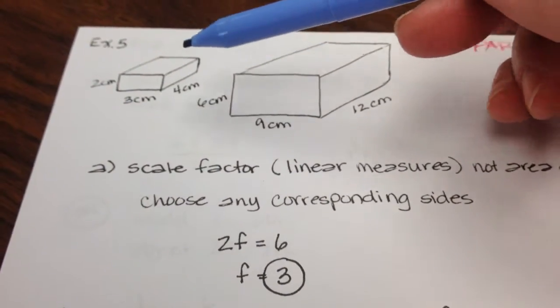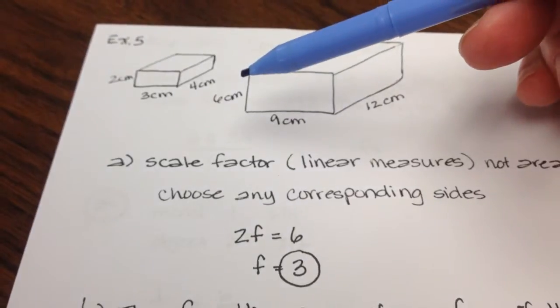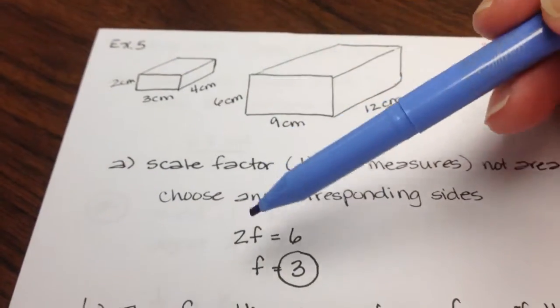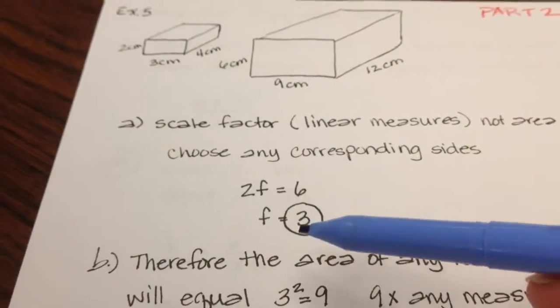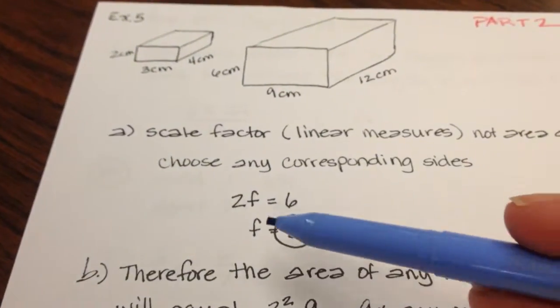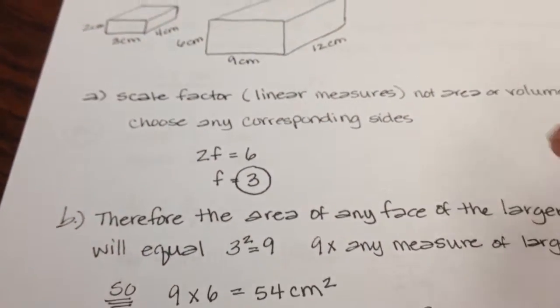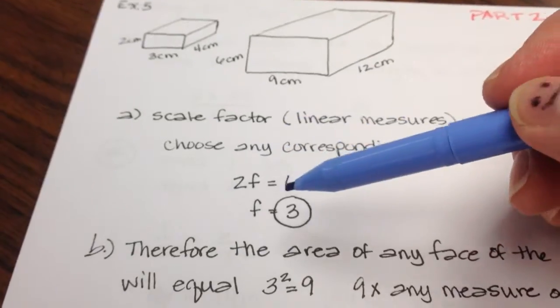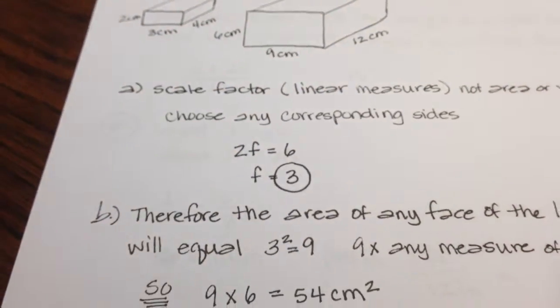So I chose 2. What is it a factor of 6? Well, I get 3 because 2 times 3 is 6, right? I mean, that's pretty easy. So that's how you can get the factor. Here's my little happy thumb.